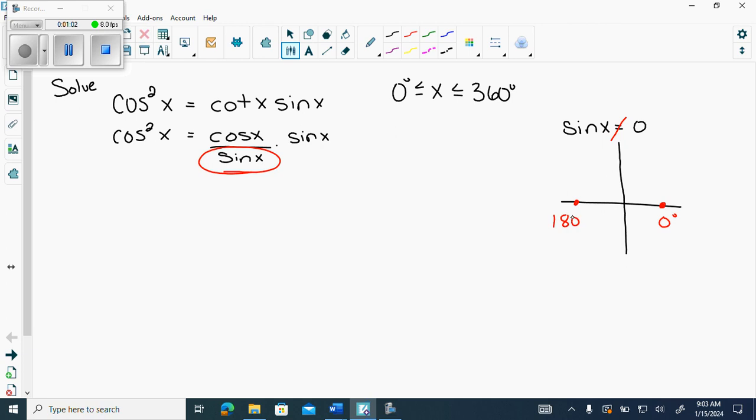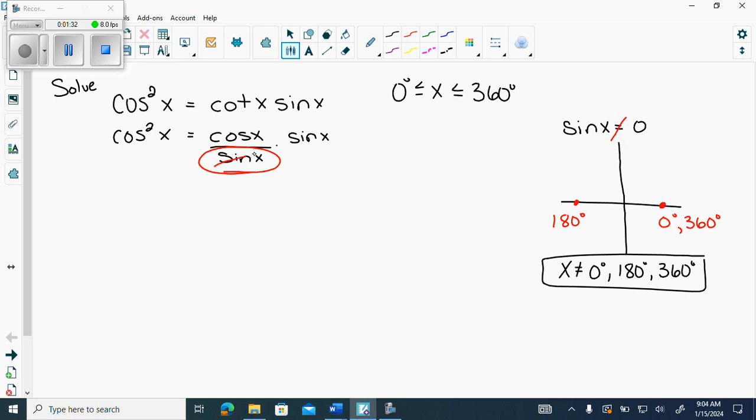180, and then 360. And we would include all of them because what does my domain have? Equal to. So 0 and 360 are included. Sometimes one side has it and one side doesn't, so you have to watch yourself. Okay? So x can't equal 0, 180, and 360 are my restrictions. So if any of those pop up, I have to say they're extraneous.